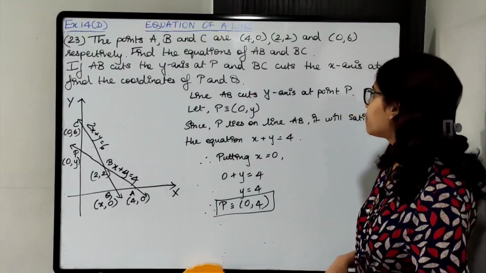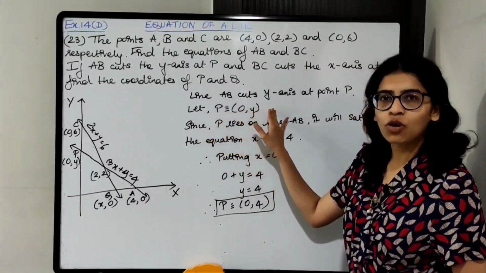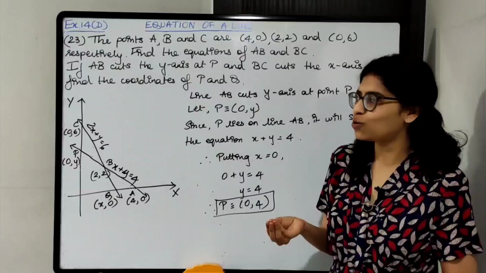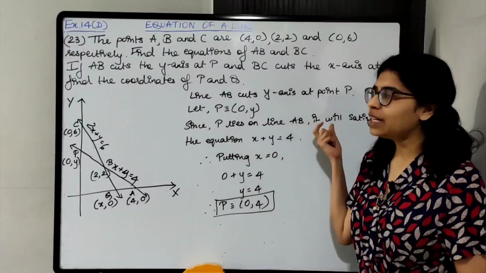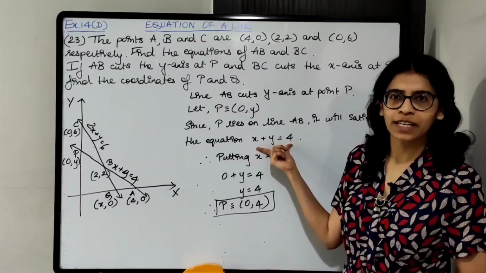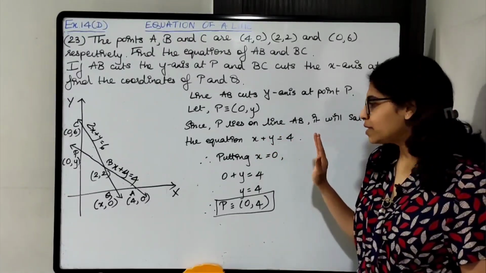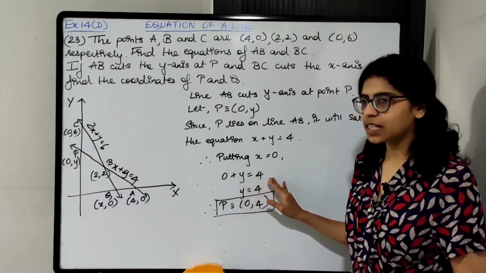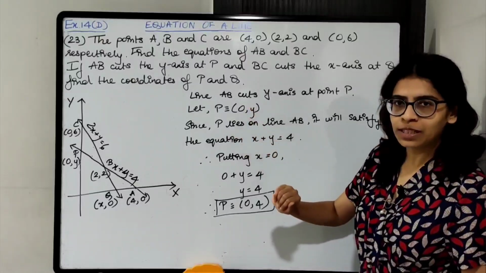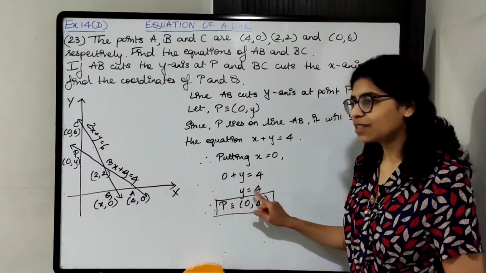Line AB cuts y-axis at point P. This is given to us. Let P be 0, y because it is cutting y-axis. So x coordinate 0 हो जाएगा. Now since P lies on line AB, it has to satisfy the equation of AB, which is x plus y equals to 4. So putting x equal to 0, we'll get 0 plus y is equal to 4, that is y is 4. Okay, so y का value मिल गया, that is we got the coordinates of P, it is 0, 4. Box कर दो.